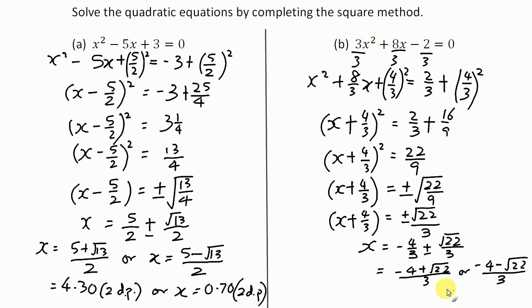Now if you use your calculator, the answers you get will be 0.23 or negative 2.90 to 2 decimal places.